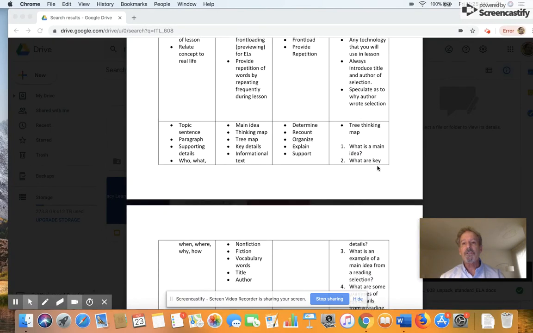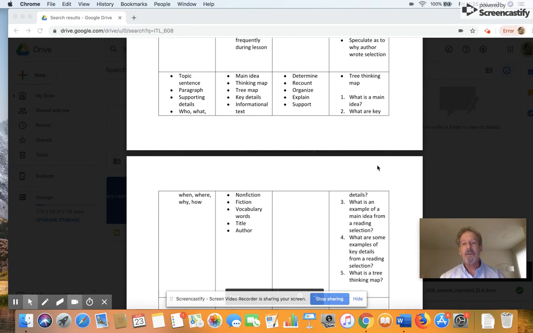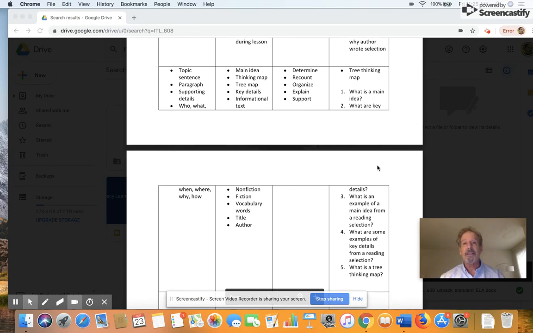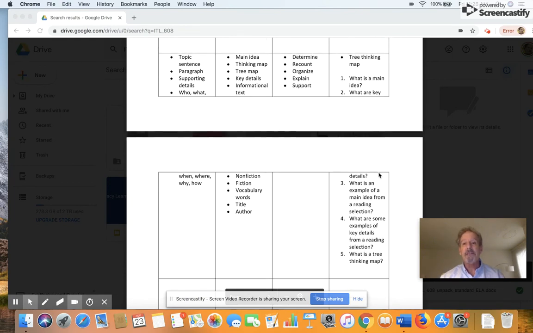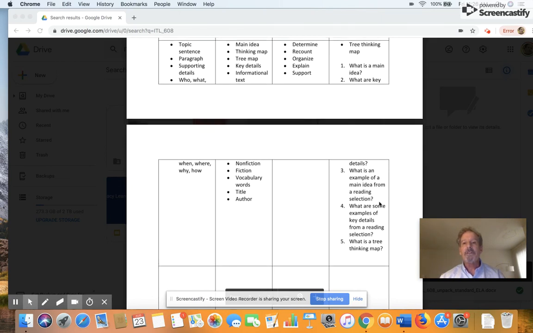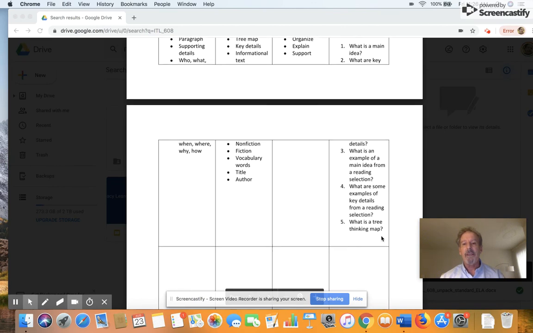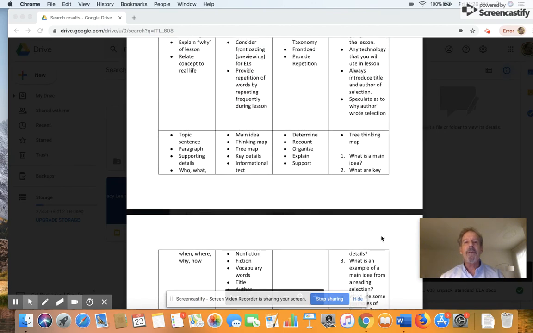The questions that you want to ask and then have students answer are: What is the main idea? What are the key details? What is an example of the main idea from the reading selection? What are some examples of key details from the reading selection? And what is a tree thinking map? And that's how you unpack a standard.